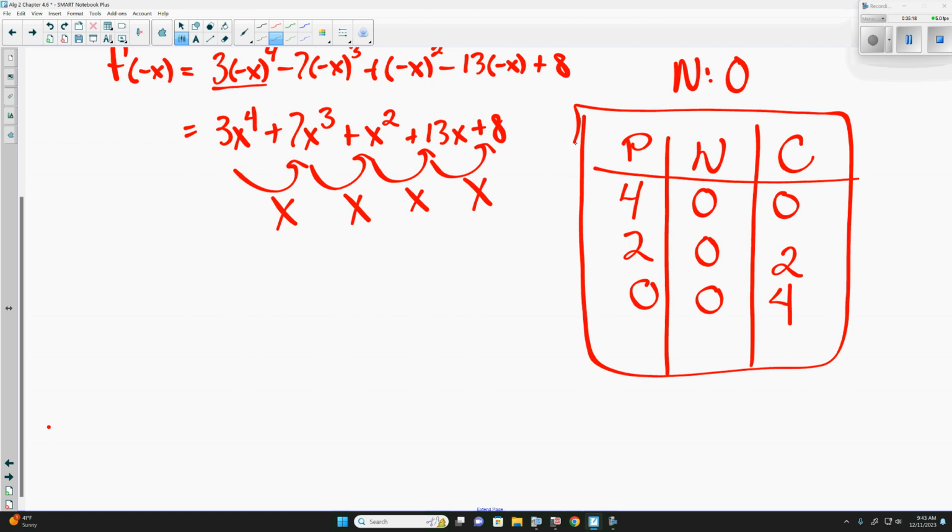So going across, positive, negative, complex, 4, 0, and 0 should add together to be 4. Our second one, since we had 2 and 0, well, 2 plus 0 is 2. We still needed to equal 4, so the number of complex would be 2. And since the last one is 0 positive, 0 negatives, we have to have 4 complex. Questions on this here?